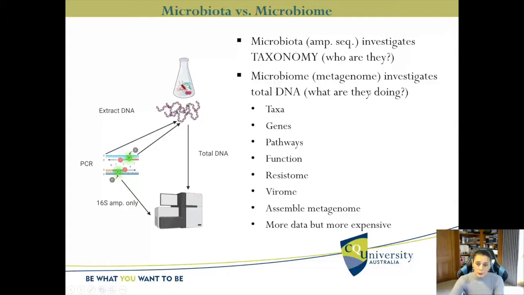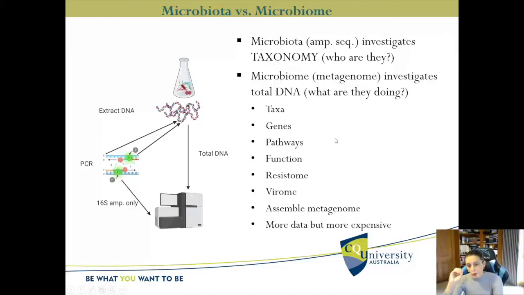Microbiome or metagenome sequencing investigates total DNA. So there is no amplification, there's no PCR, there are no short fragments, and not just one amplicon amplified. We take all of the DNA, we fragment it into smaller pieces, and we sequence the whole lot. And then we take those smaller pieces and put them together, and based on those contigs that we assemble, we estimate taxa and genes, then we can look into all pathways present in this community, what this community can do, what functions it has.